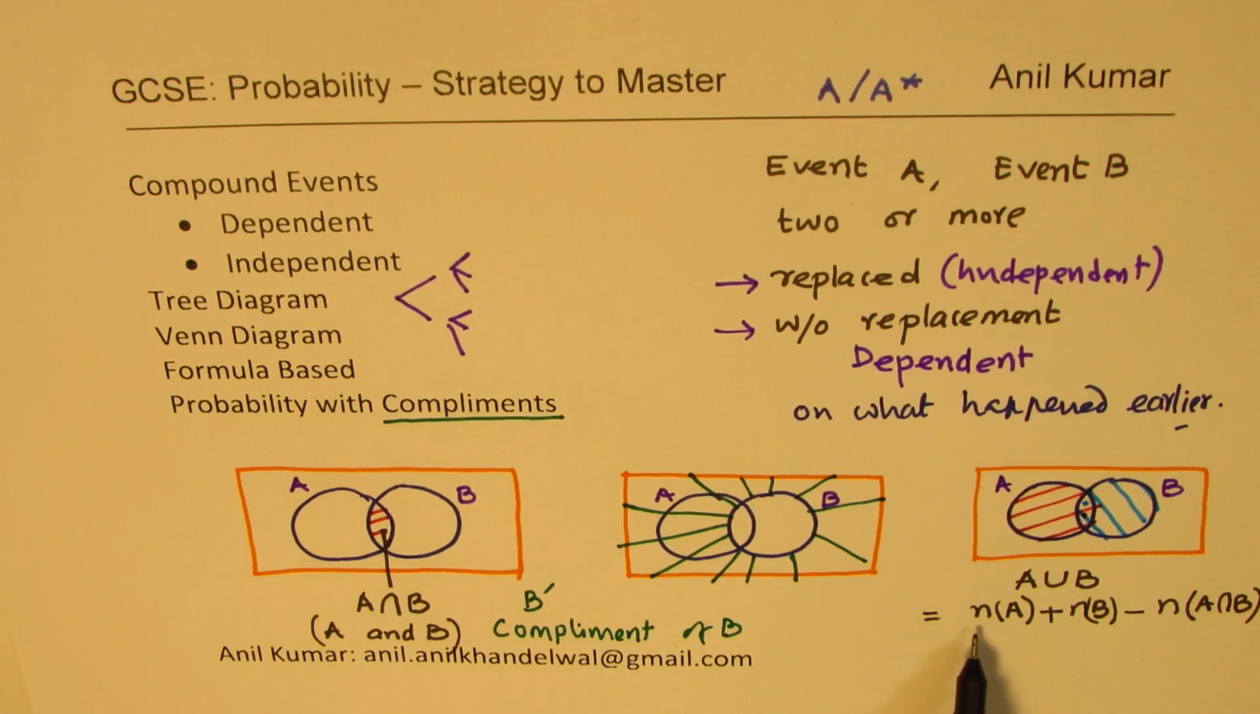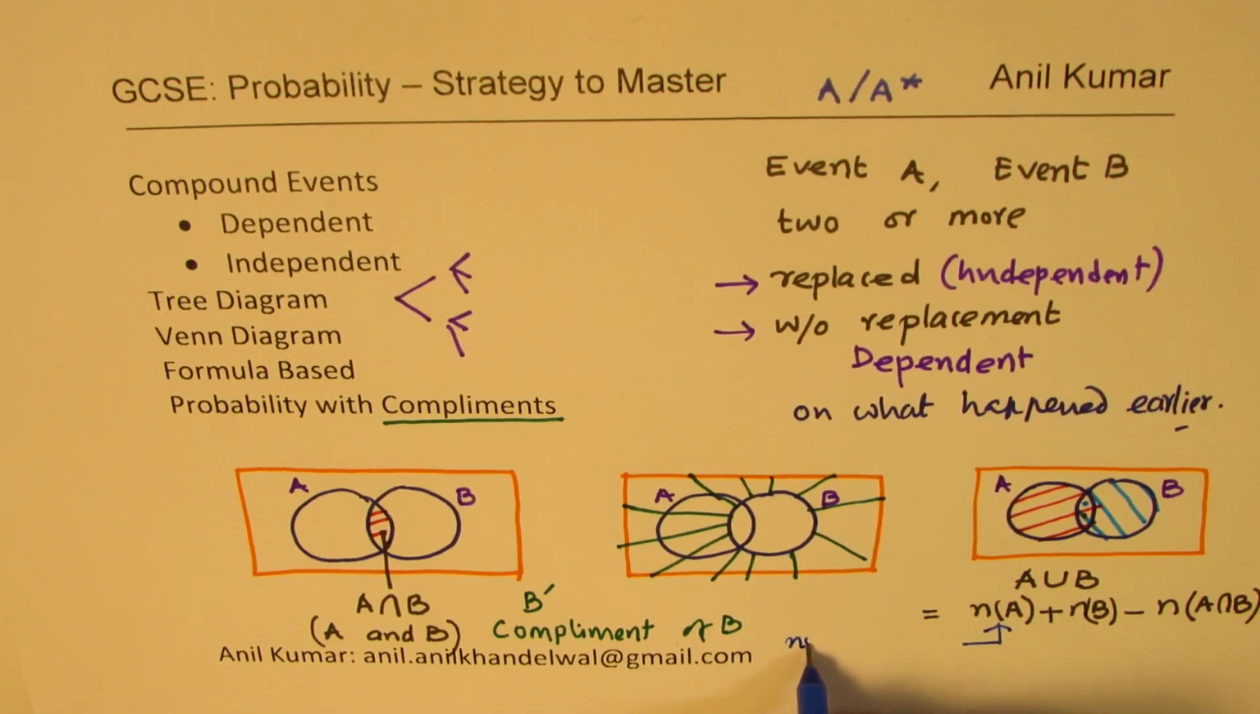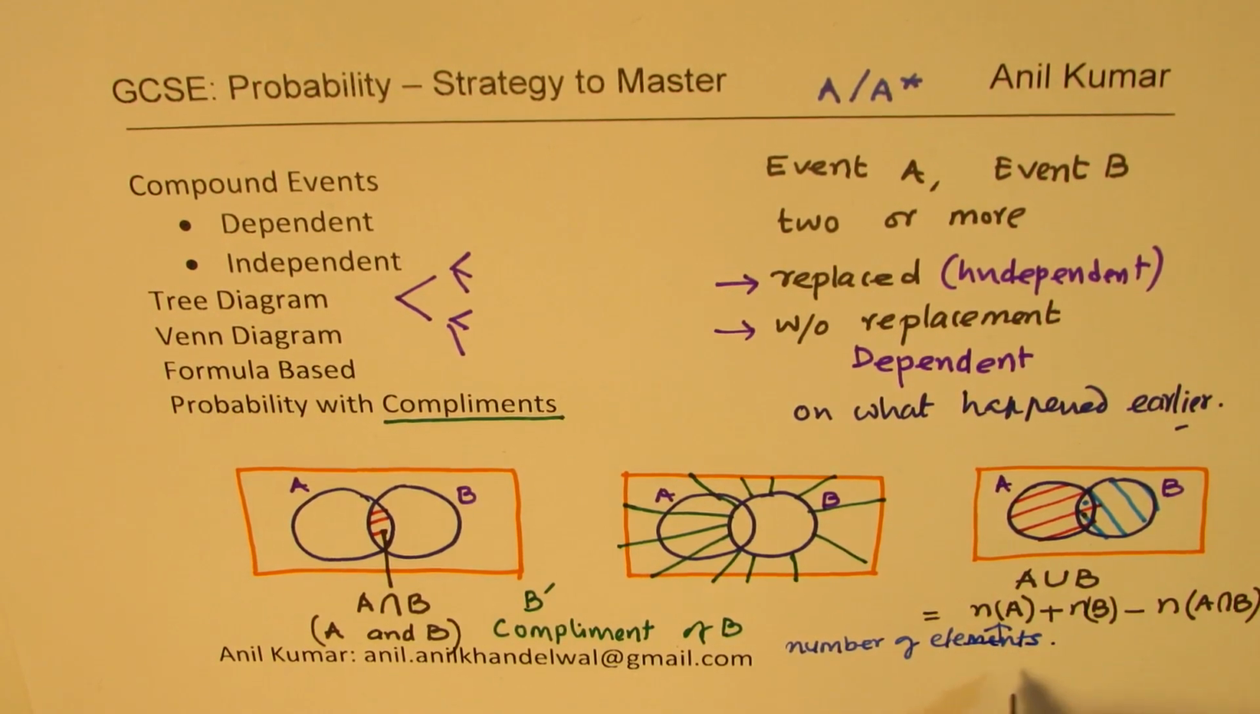So let me introduce you to another new term. That means number of elements, right? So in probability, this number is very important, right? So that means number of elements. Okay, then what are elements? Elements are everything within a set, okay? So we'll not go further than this. Fine. So I hope this concept is absolutely clear.